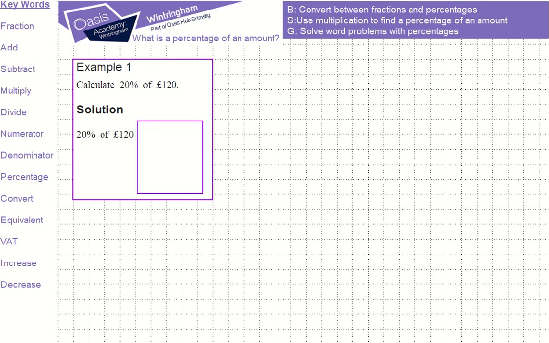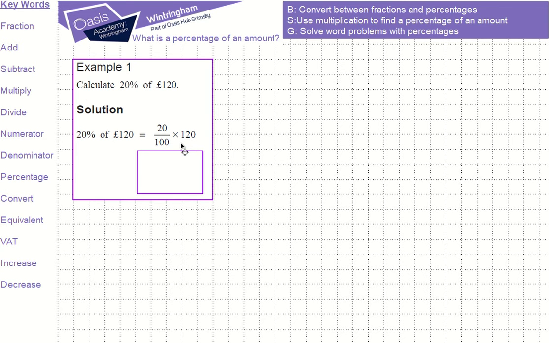Example number 1 for today. Calculate 20% of £120. Write down the question: 20% of £120. And let's have a look at the working out for this. So what we need to do is convert this percentage into a fraction. So 20%, remember that percent means out of 100. So we can say 20 over 100, or 20 out of 100, multiplied by 120.